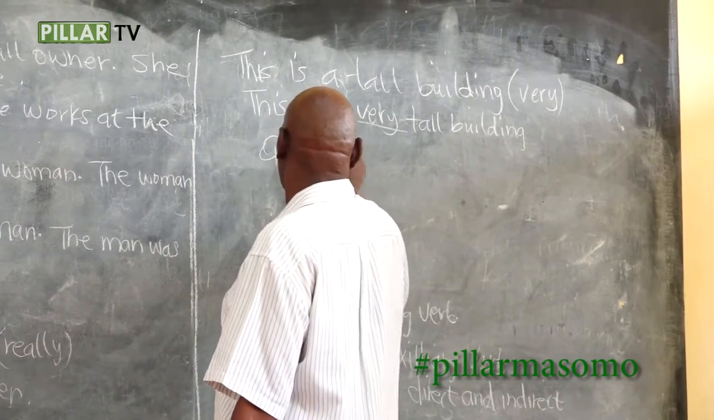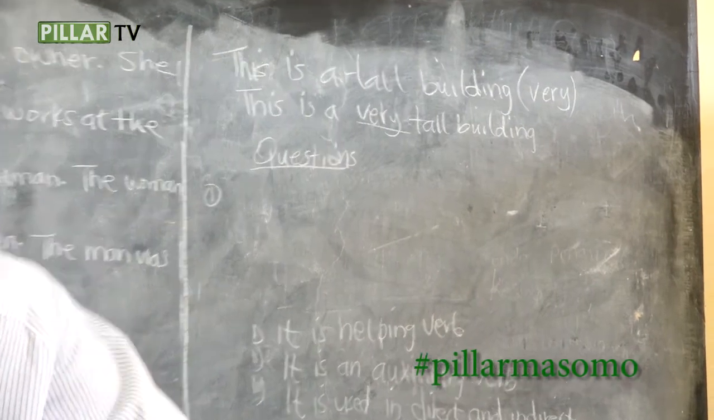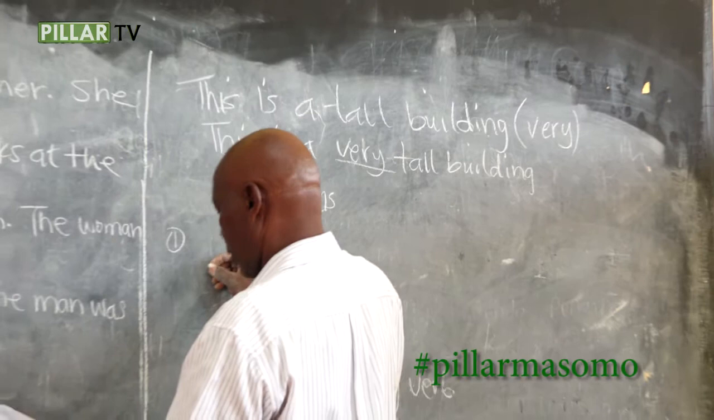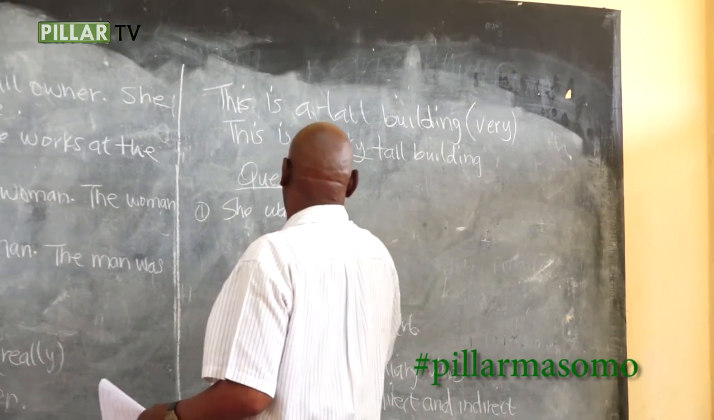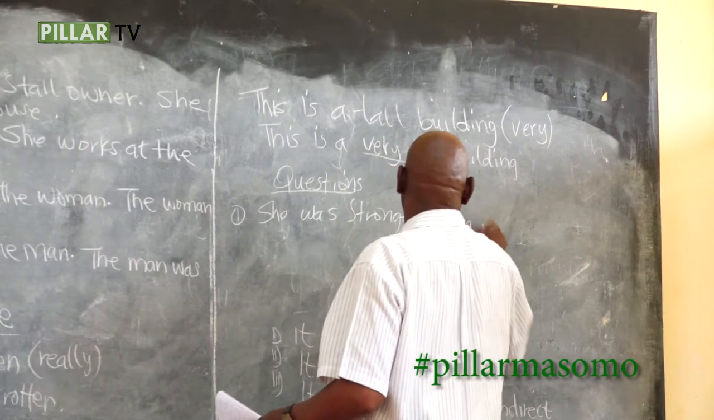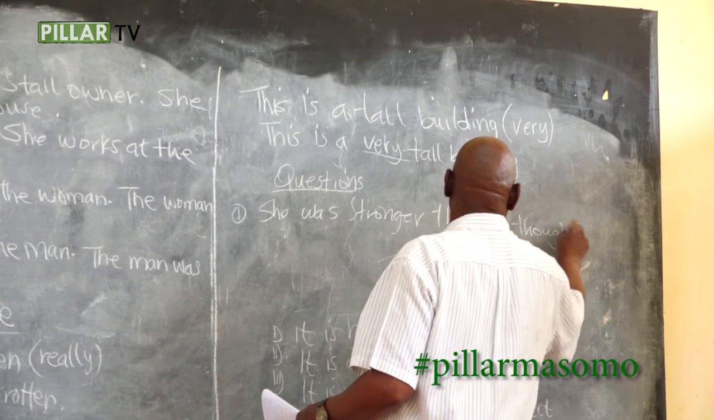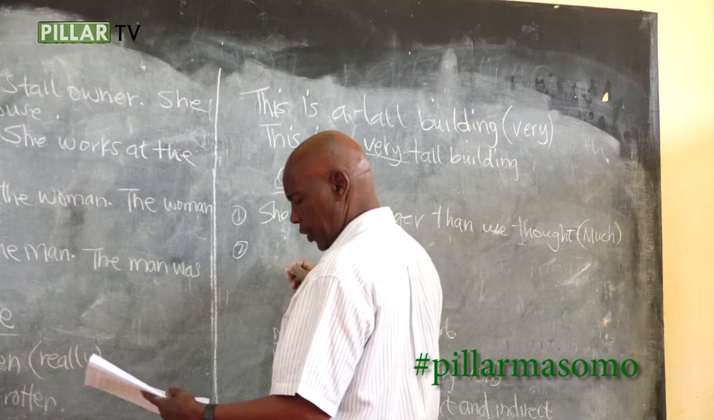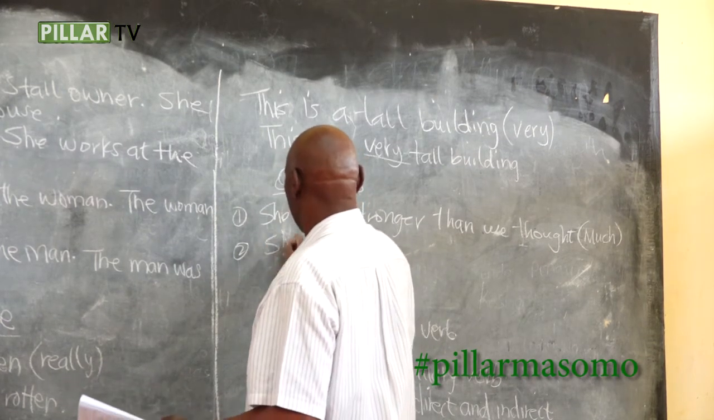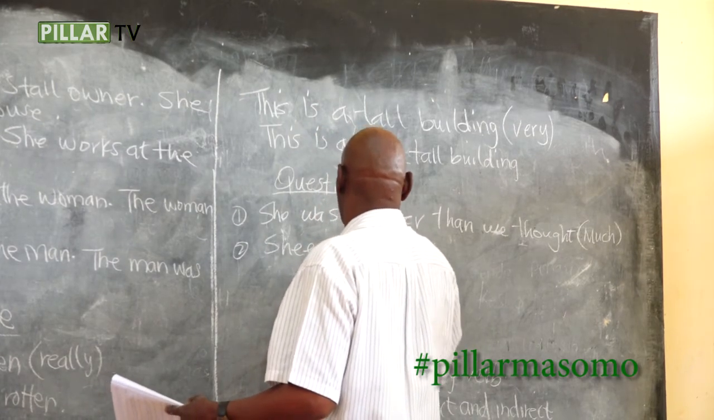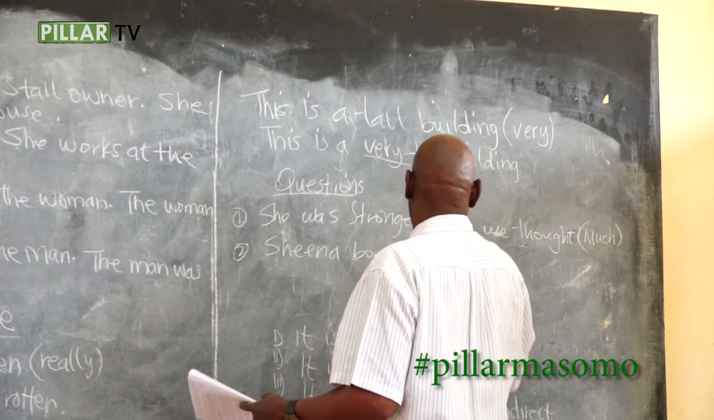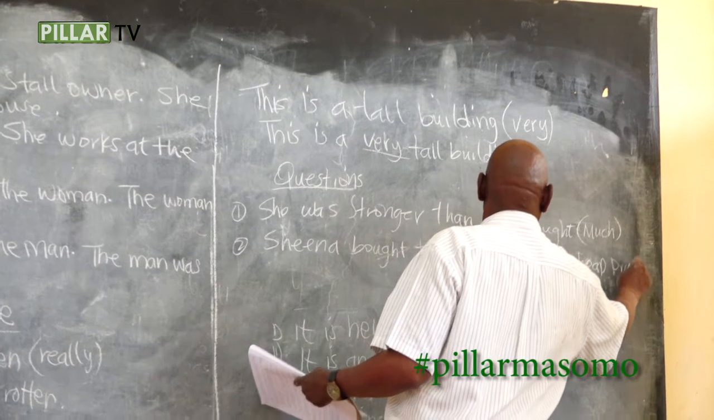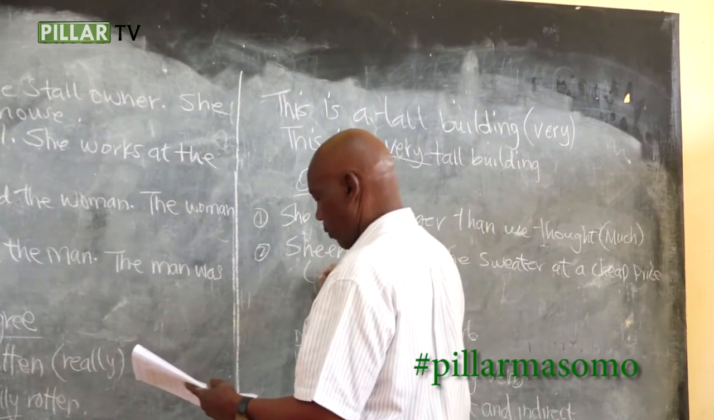Just 2 of them. One of them says, she was stronger than we thought. And then we are told much. Use the word much. Another one, Shena bought the sweater at a cheap price. A cheap price, and then we are told fairly.